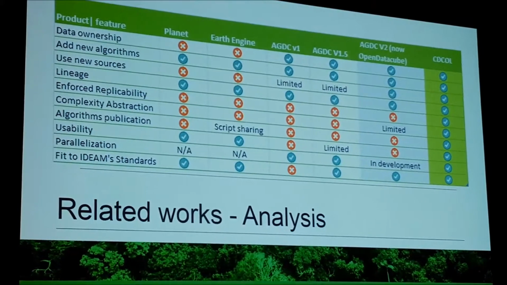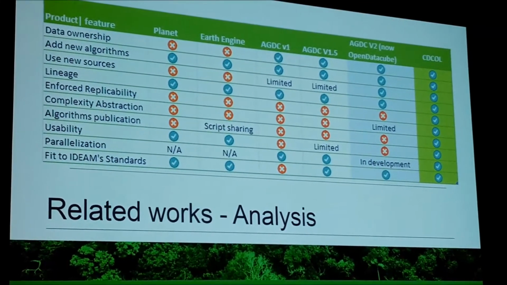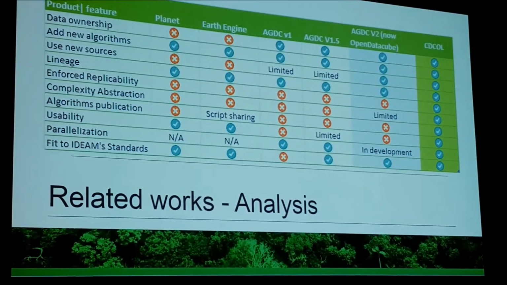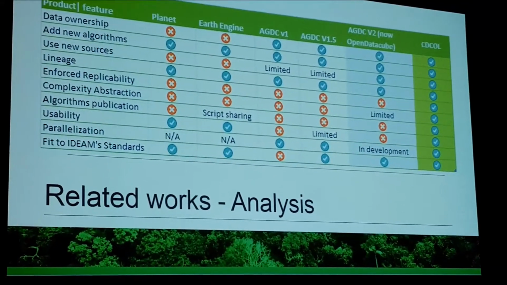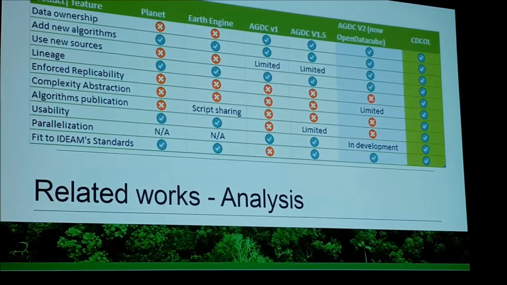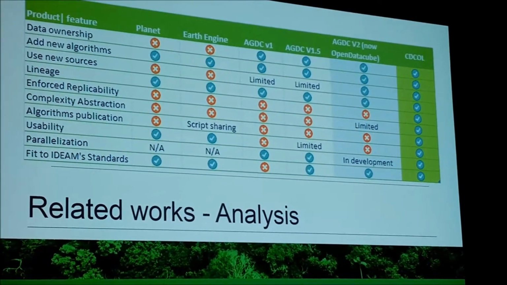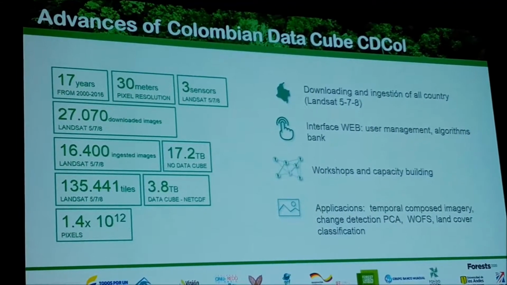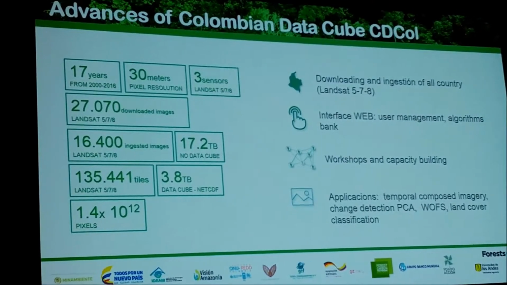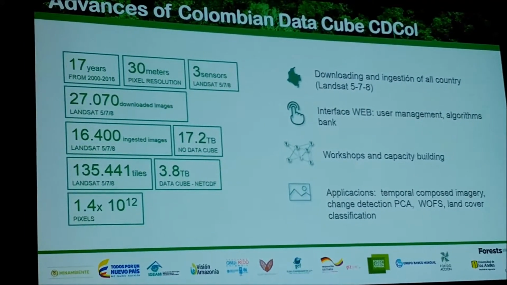So we made a simple analysis of the other big data, earth observation big data tools that we could use. And these are our results. We have thoughts on other tools, but we are focused on our own goals. We downloaded more than 20,000 images, and we ingested the tier 1 catalog, which is more than 60,000 images.